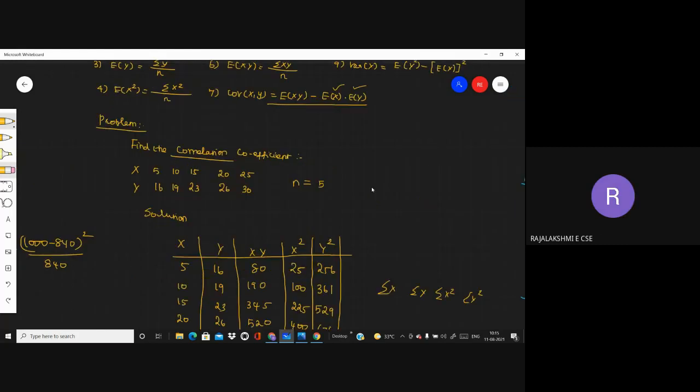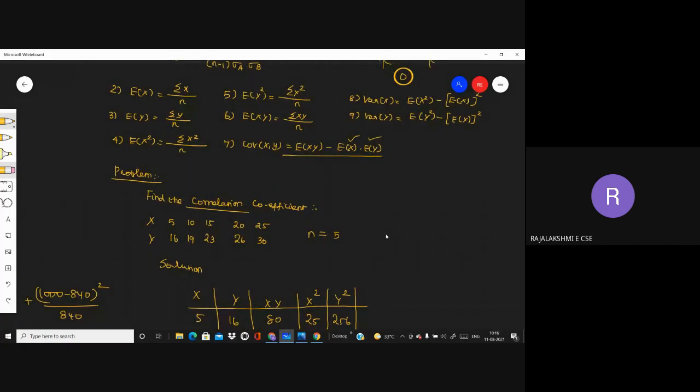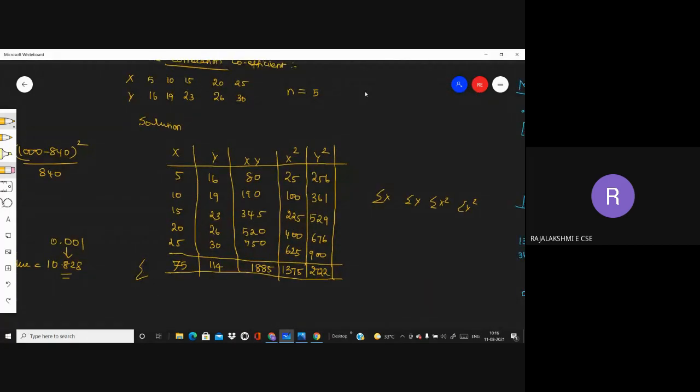E of x formula, what is it? What is E of x? Summation of x divided by n. Correct? Okay. So E of x is equal to 75 divided by 5. What is the value? 15. Similarly, E of y. E of y is equal to summation of y divided by n. Yes or no? So what value will I write here? 114 divided by 5. Come on, tell me. 22.8. Similarly, tell me what is E of xy.